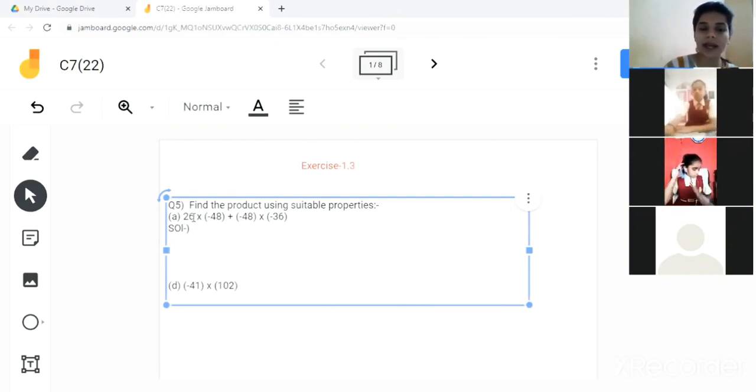See, if we multiply 26 with 48, then multiply 48 with 36, then add both the numbers, it will be a big calculation, children. But if we take minus 48 common, because minus 48 is common to both the terms, so minus 48, if we take common, and 26 plus 36.